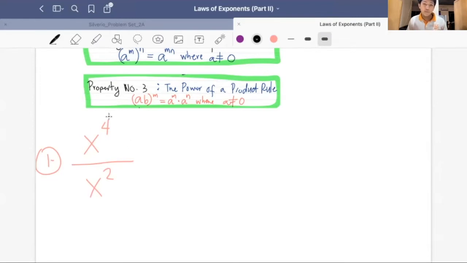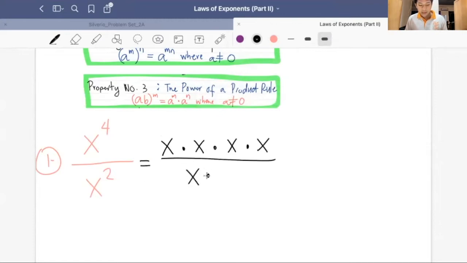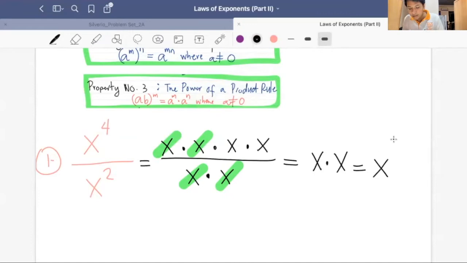So let us start our discussion with this illustration and example. Say you have x to the fourth, you divide it by x squared. We can expand x to the fourth as x times x times x times x. And we can also expand x squared as x times x. We know that we can use cancellation, right? This x can be canceled here, and this x can be canceled here. And you are left with x times x, which is equal to x squared.